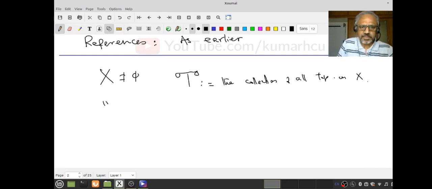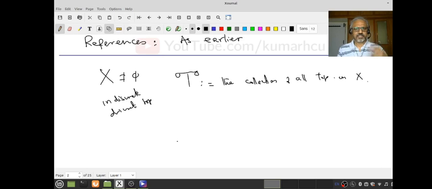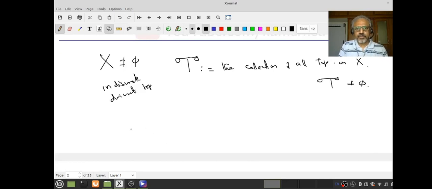Why? Because the discrete topology always exists, and it's also possible that the indiscrete topology becomes the discrete topology if the set X is a singleton. But in any case this is a non-empty set.